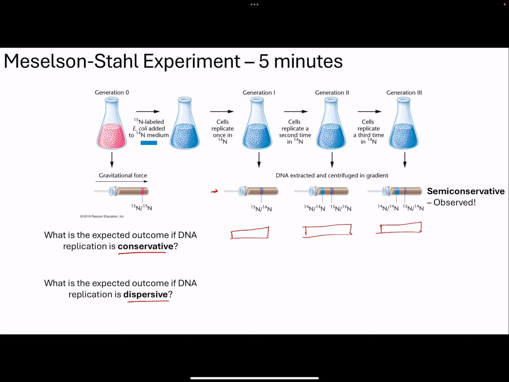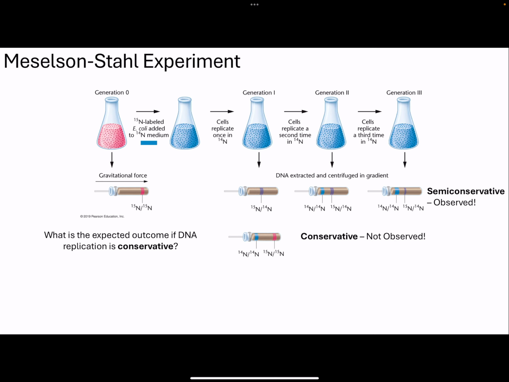Okay. So we're going to move to the answer now. With our conservative model of DNA replication, if we were going to draw out what you would expect to see if this conservative model is the correct DNA replication model, you'd have something that looks like this.